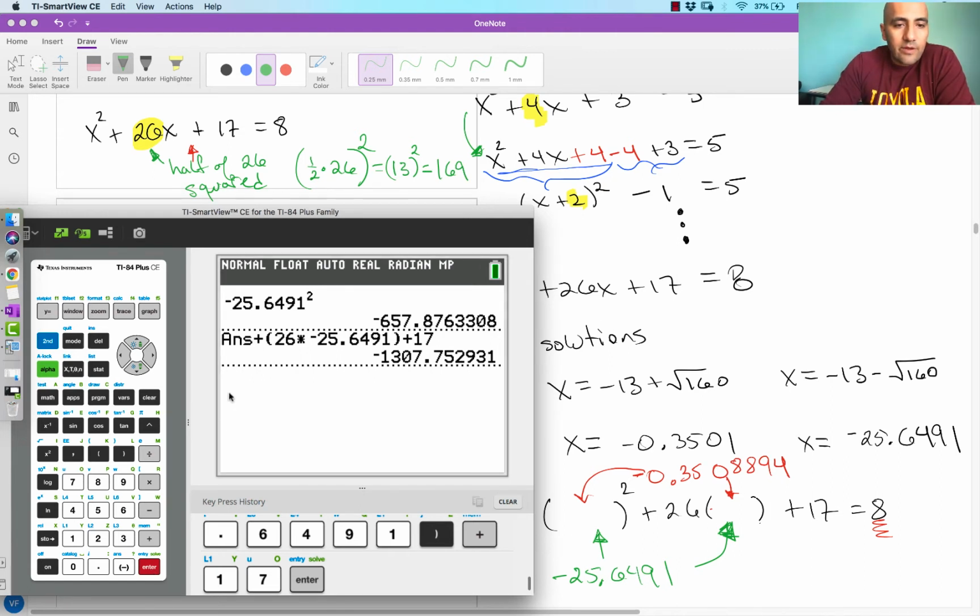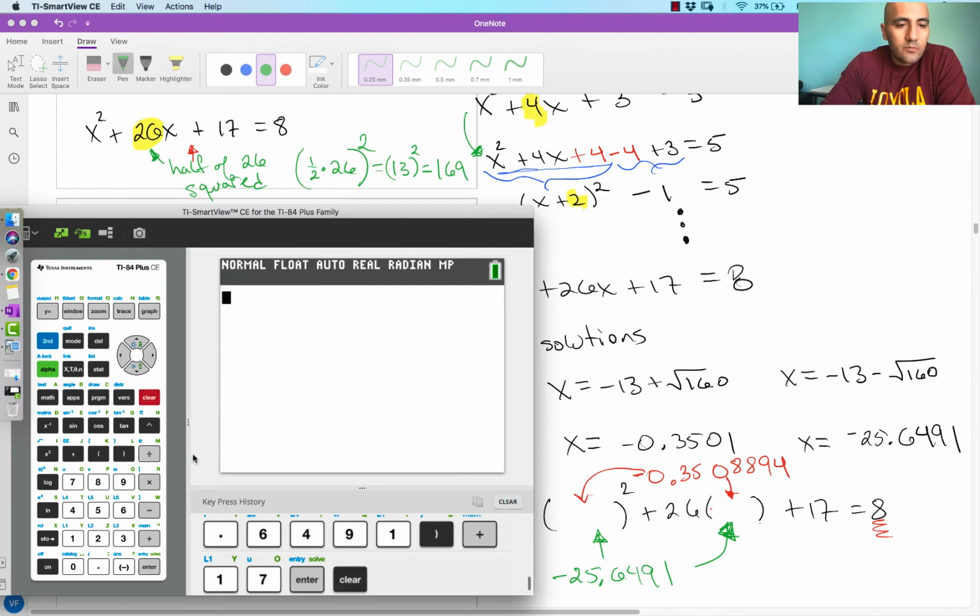Okay. This is where I made a mistake. I forgot to wrap this in parentheses, so when I squared this, it gave me a negative answer. Right? Pretend I did that on purpose as a teaching moment.